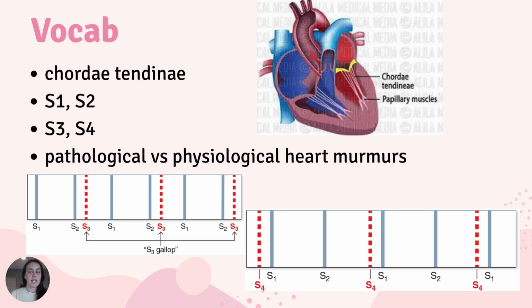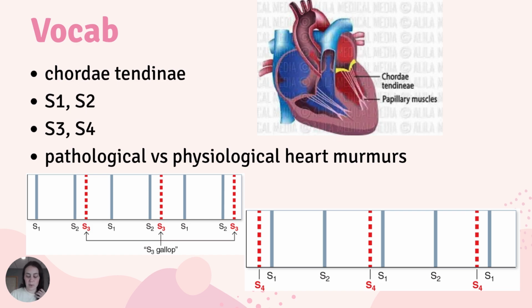And then S1 and S2, these are the lub-dub sounds that you would normally hear when you're auscultating heart sounds. S1 is the mitral and tricuspid closing, and then S2 are the aortic and pulmonic closing. And then you have your S3 and your S4. So these are not normal noises. And I have a little graph down here if you can see my mouse. Here's S3. It occurs right after S2, and then S4 occurs right before S1.